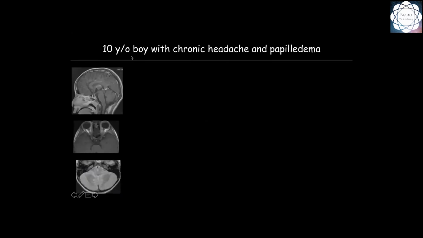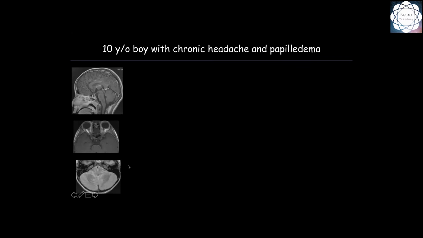I would like to show you this case because I had the opportunity to see this boy some years ago. It's an old case, but it was very didactic. It was a 10-year-old boy with chronic headache and papilledema. You can see here the empty sella, the protrusion of the heads of the optic nerves into the vitreous, and this tiny hyperintensity at the subarachnoid spaces of the posterior fossa that honestly I didn't detect at the beginning.